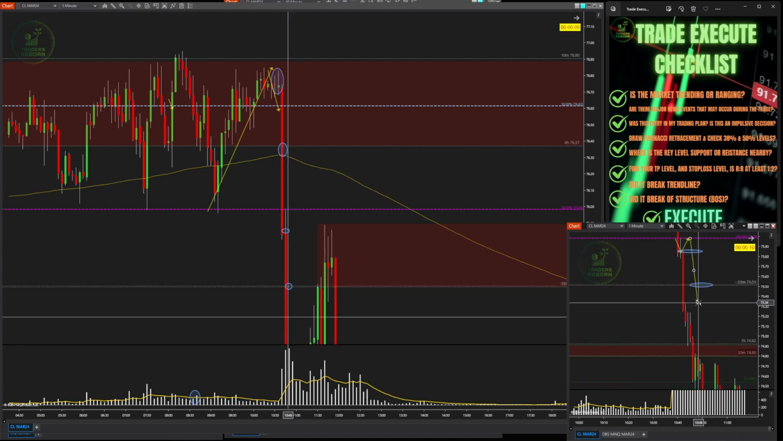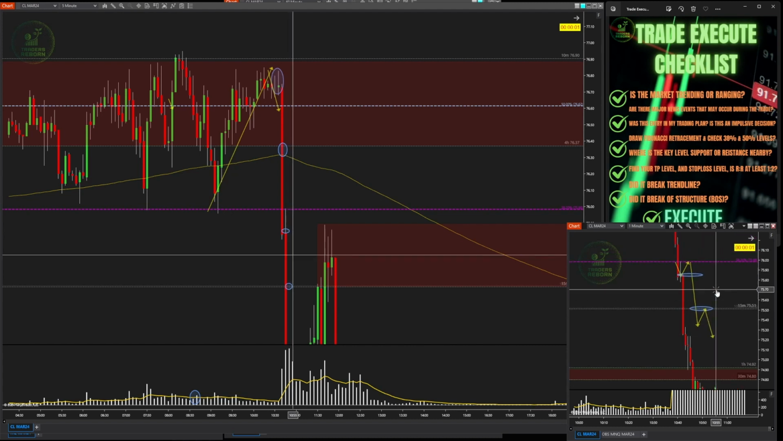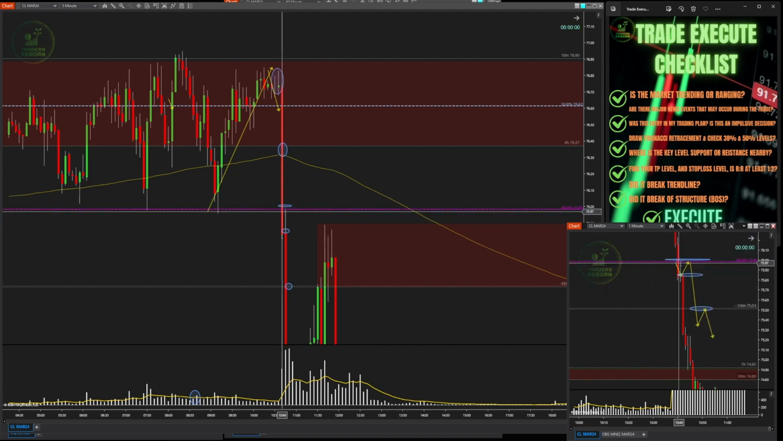We keep holding, right? Now, let's say if price does go back up, what happens? What do we do? How do we manage this? Do we keep holding? What we usually do is we obviously move our stop loss to the next resistance or support.